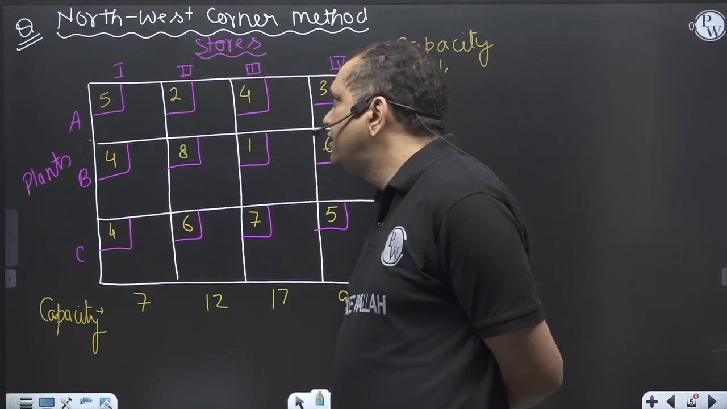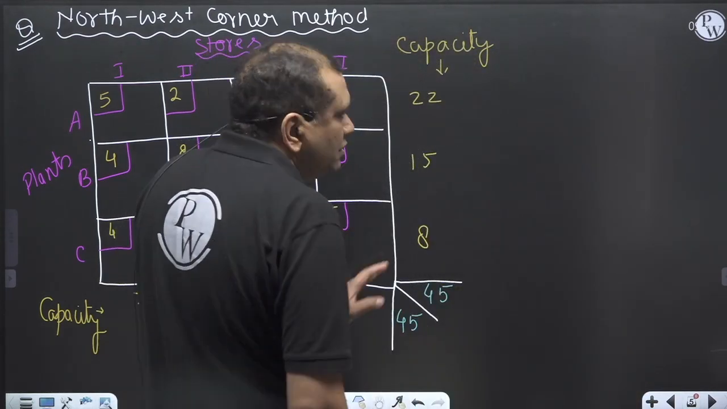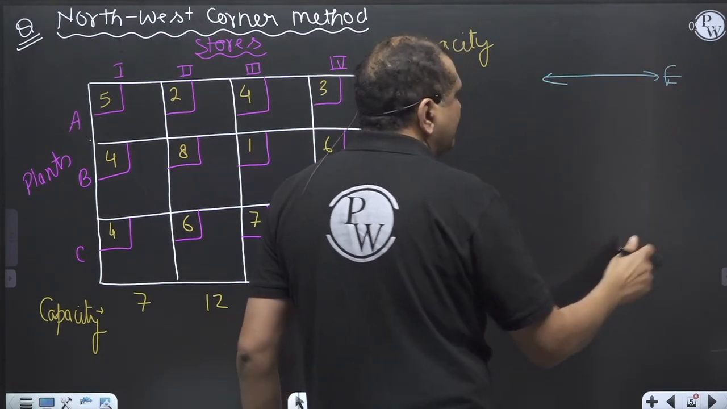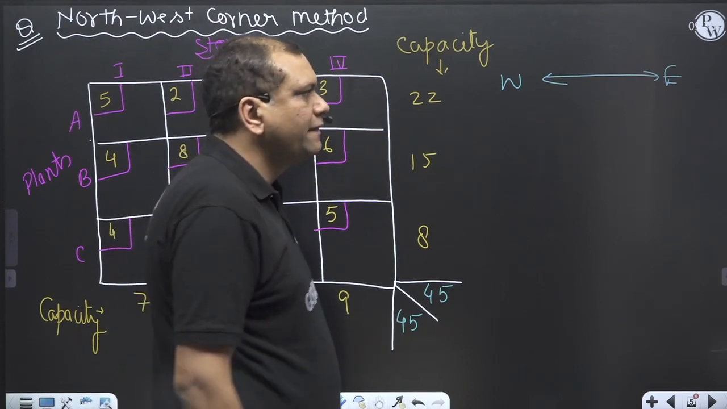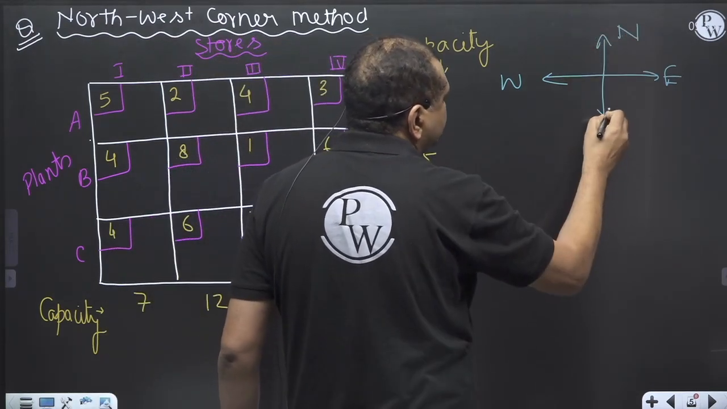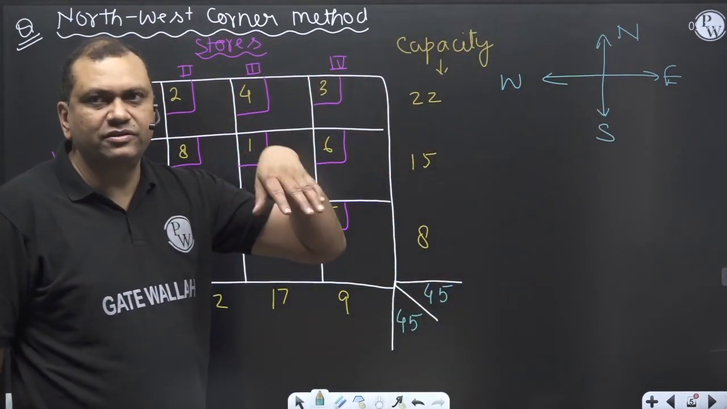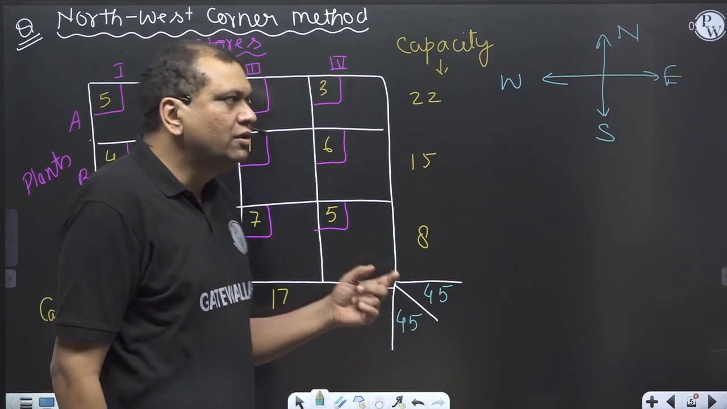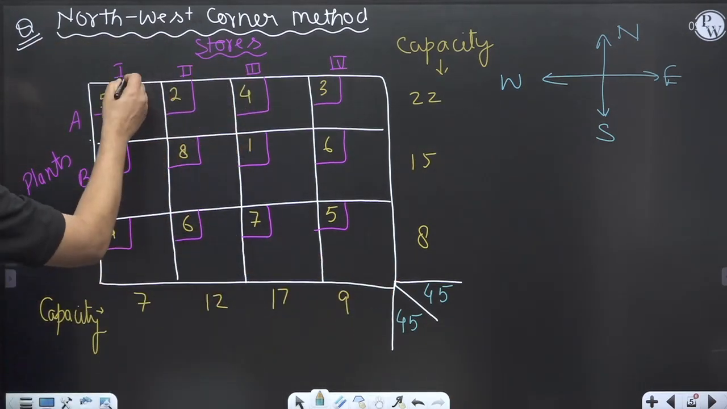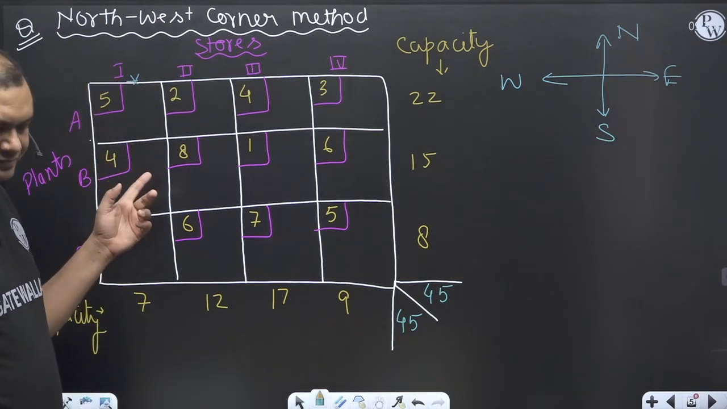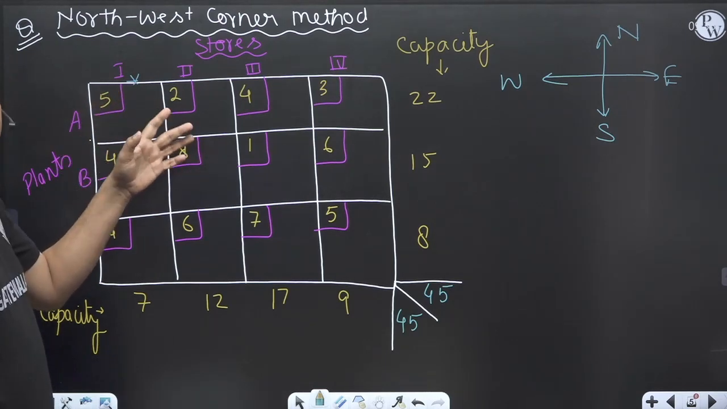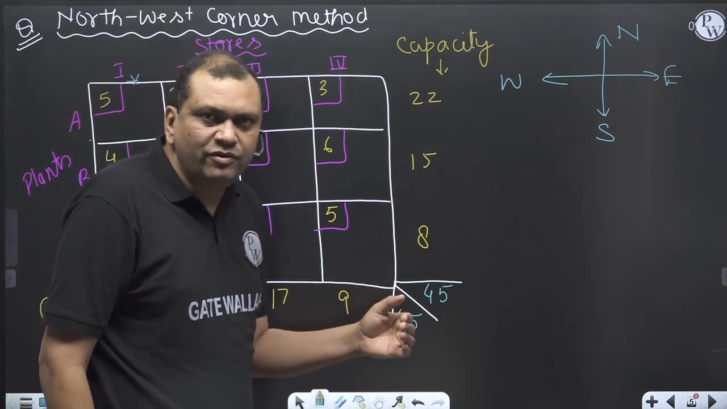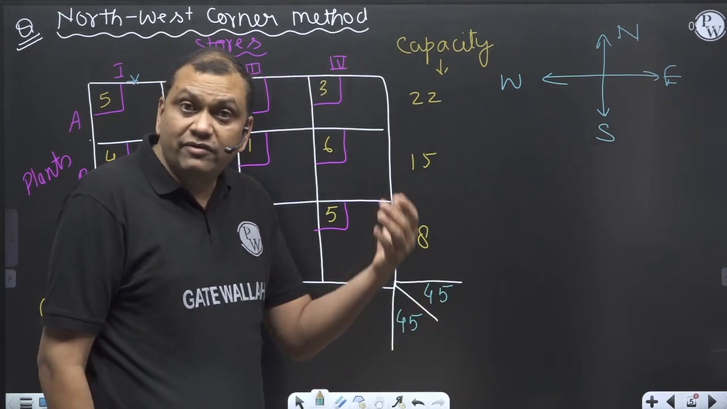Now my first method is the northwest corner method. If you see the world map, this side is the east, this side is the west, north, east, west, north, south. That's the way we do it. So what you do, you select the northwest corner and start allocating as much as you can and keep on moving in the forward direction. Either you move on the row side or column side, wherever capacity is available.